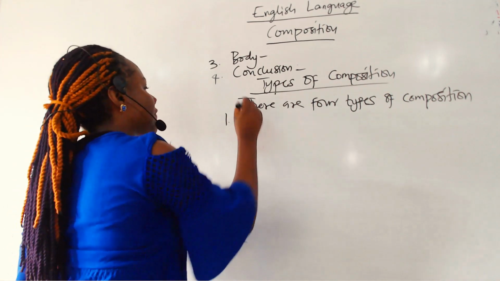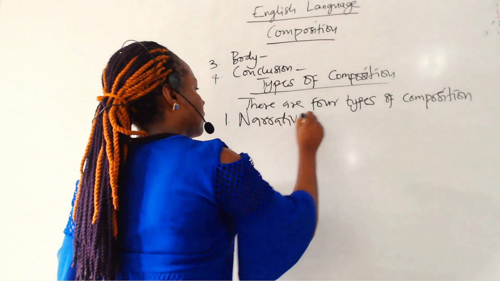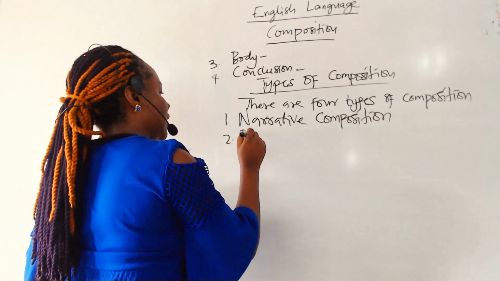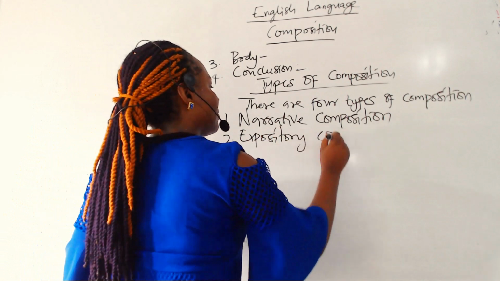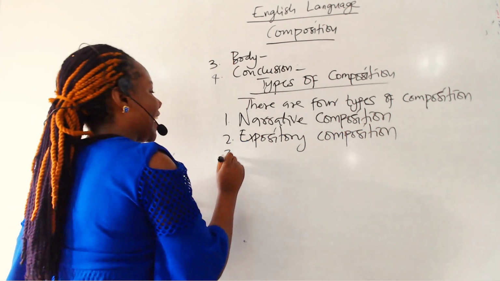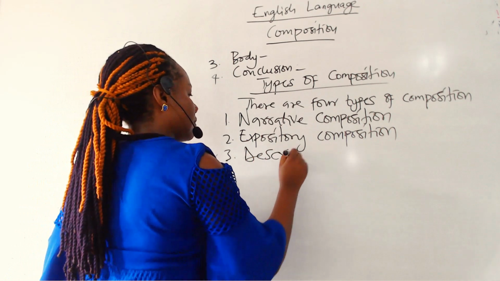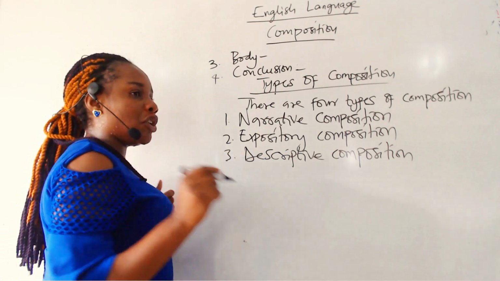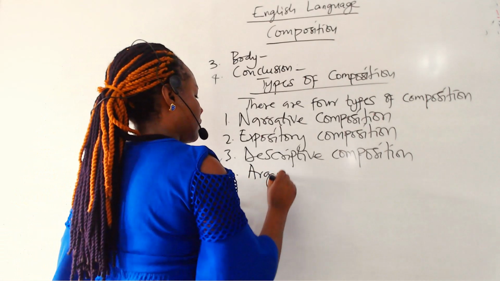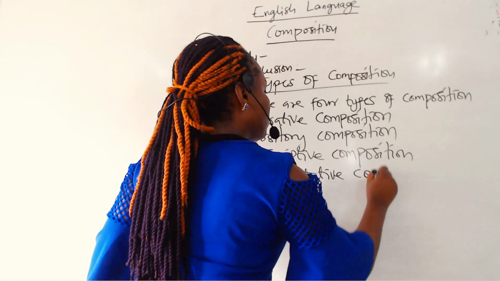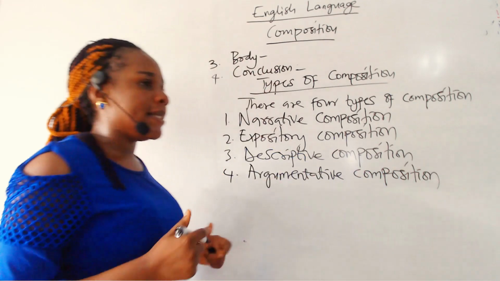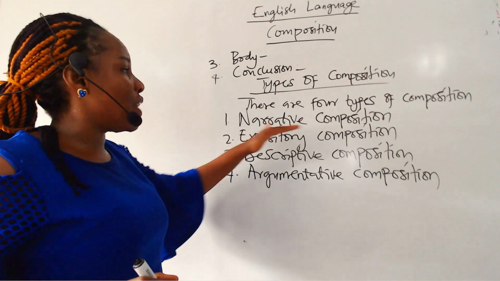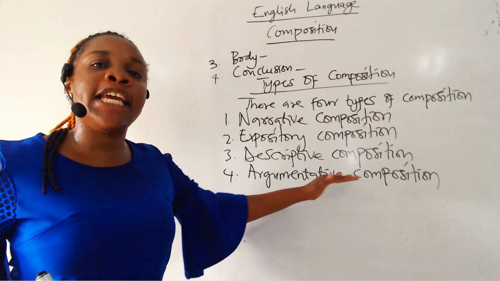Number 1 is the narrative composition. Number 2 is the expository composition. Number 3 is the descriptive composition. And then finally is the argumentative composition. All right. Now, there are 4 types of essay or composition, as I said before: the narrative composition, the expository composition, the descriptive composition, the argumentative composition.